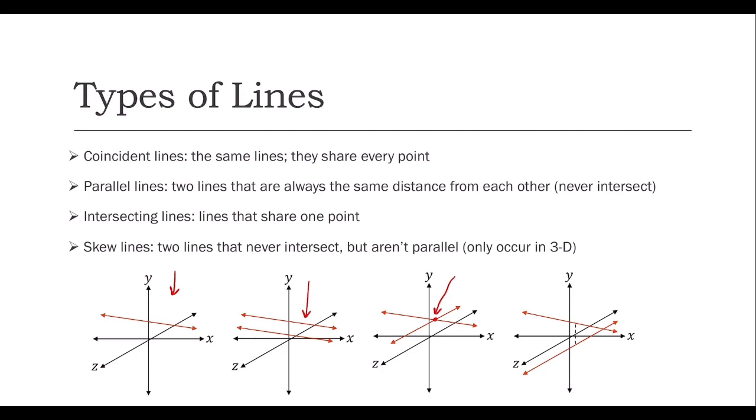Skew lines are two lines that never intersect, but they aren't parallel. So you can only have skew lines in 3D. So in this picture, it might look like they intersect down here, but this top line is actually up higher than the bottom one. That's why they've got this mark here showing the distance. And that's why they'll never actually intersect with each other. So they're called skew lines.